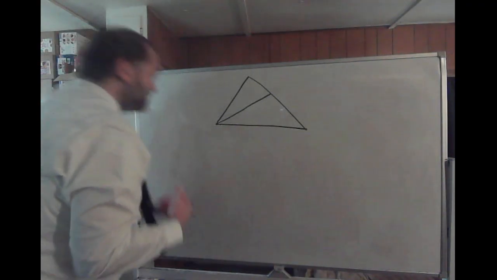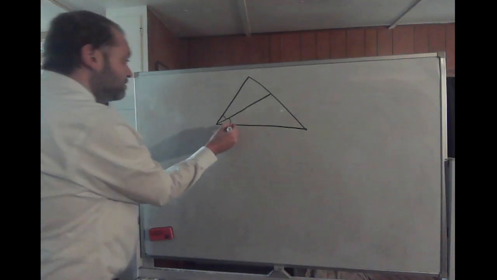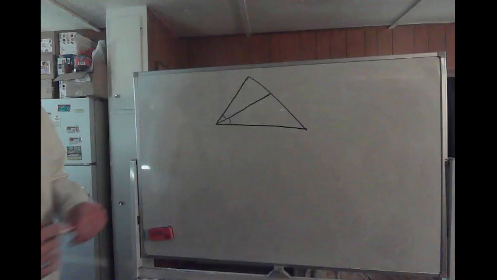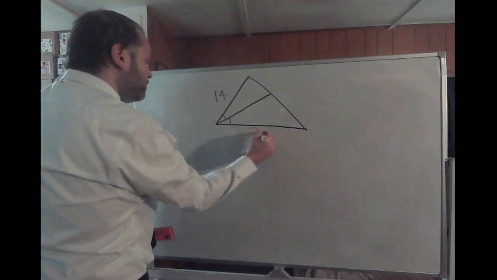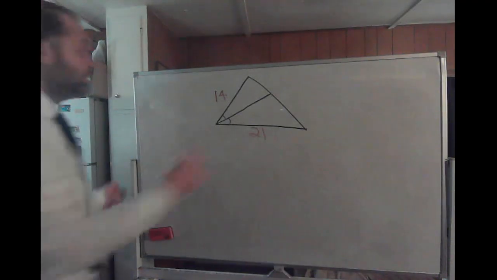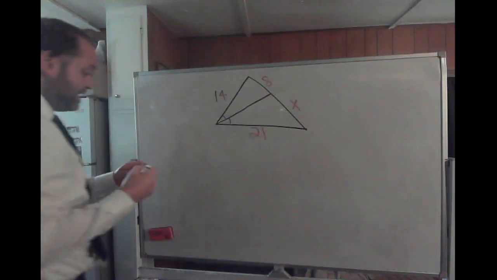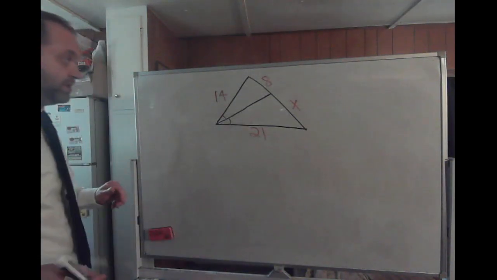Let me place the congruency markers on this angle. This has a length of 14. This has a length of 21. This has a length of 8. This has a length of x. Okay, so we're going to perform the Triangle Angle Bisector Theorem.